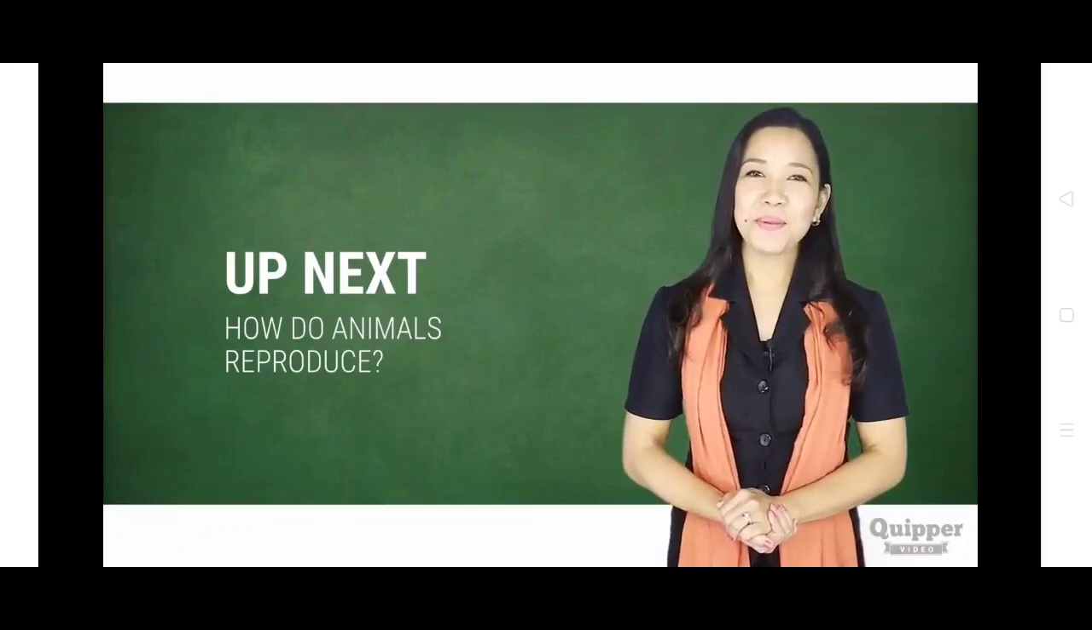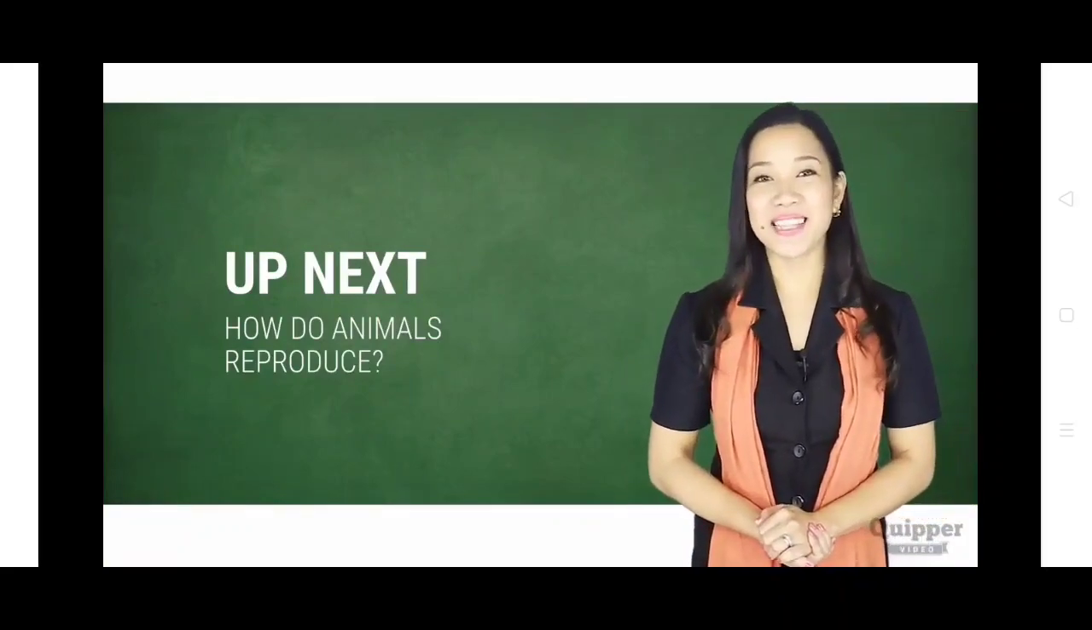In the next chapter, you will learn about the asexual reproduction in animals.